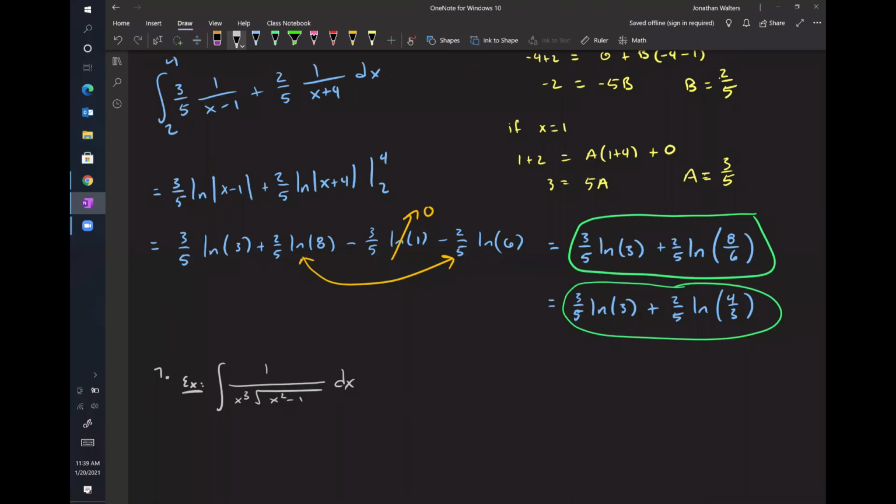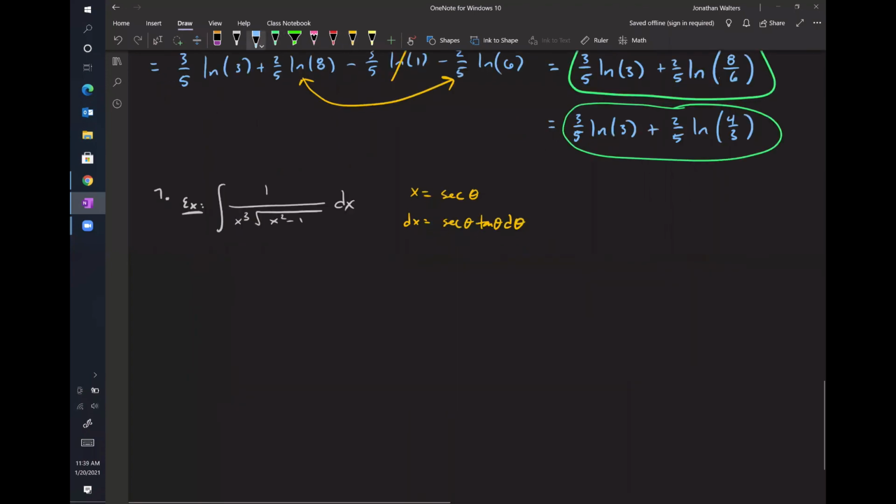So what substitution are we going to make? I just gave it away. Shoot. X equals secant theta. Dx equals secant theta tangent theta d theta. So our integral will be the integral of 1 over secant cubed theta square root of secant squared theta minus 1. And then dx is secant theta tangent theta d theta.